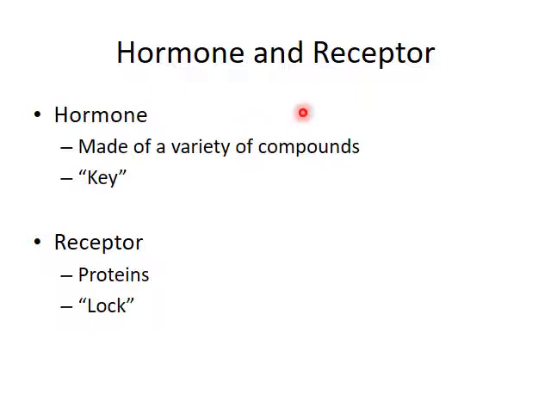So with our hormones, every hormone has a specific receptor. The hormone can be any variety of compounds, and as it was figured out in the 1960s and 1970s, we talk about lock and key. The hormone is the key that goes into the lock. The receptor is made fully of proteins, as opposed to hormones, which are a variety of compounds. And this is the lock that the hormone goes in. It changes the shape of that protein and therefore affects an action that leads to that hormone response.